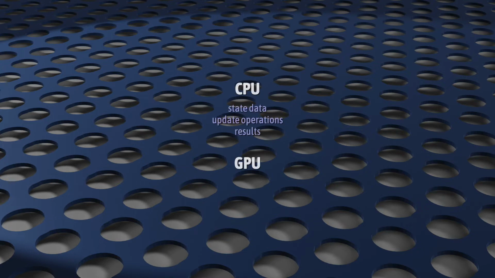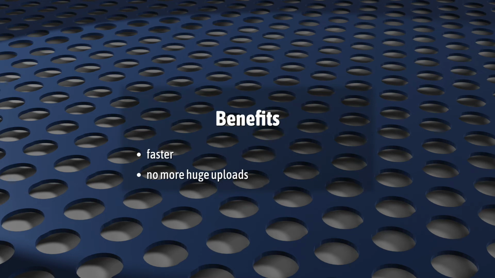So that's what this is all about. Moving your state information onto the GPU, moving all of your update operations onto the GPU, and leaving the results of those updates on the GPU where it's immediately ready to be used again. This way, not only will your updates finish a lot quicker, but now you don't have to upload that data anymore from JavaScript.